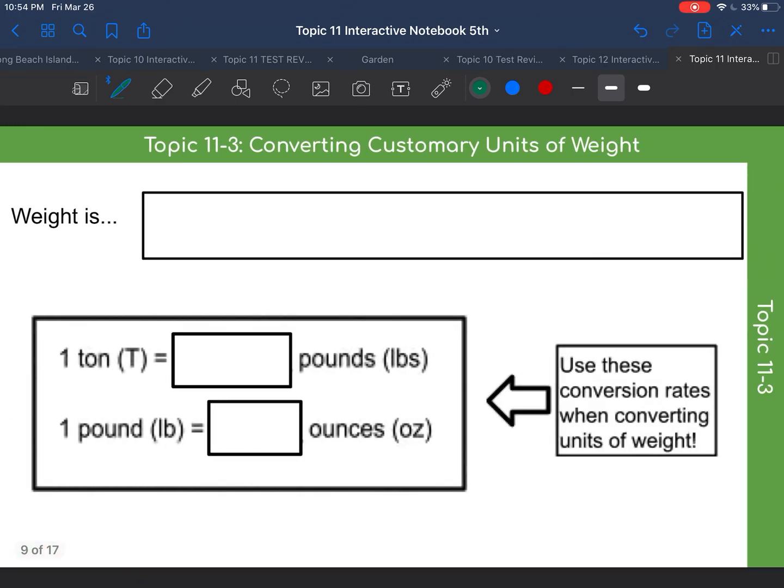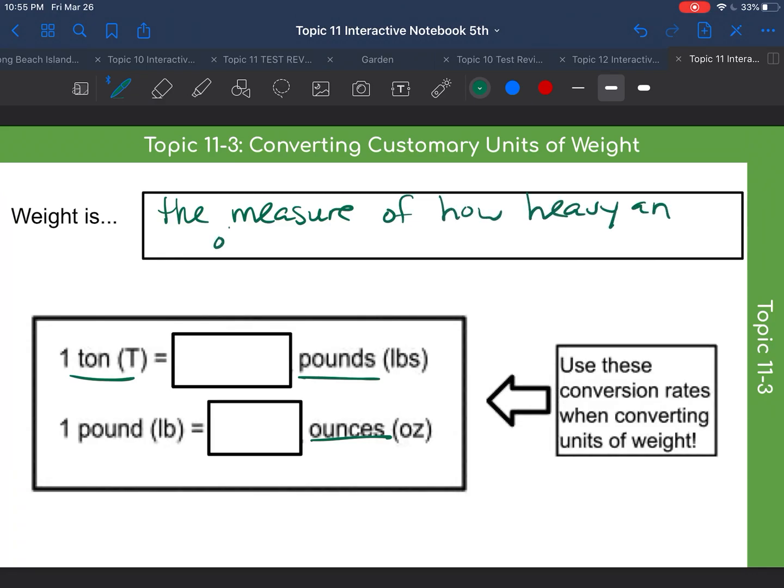Today, we are going to talk about weight. Weight is the last customary unit that we are going to talk about. You have heard a lot about these customary units of weight. It's all about tons, pounds, and ounces. Weight is basically the measure of how heavy an object is. We have 3 units for weight that we're going to talk about today. We have the ton, the pound, and the ounce.